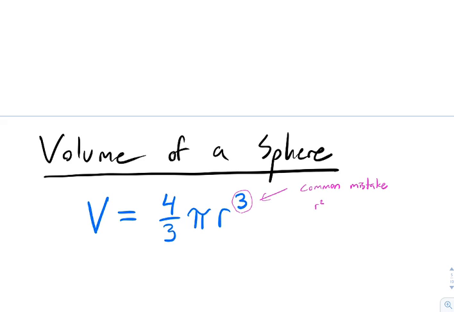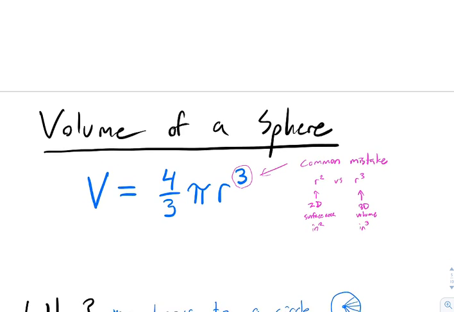They do r squared versus an r cubed. So just know this is a 2D surface area. This is a 3D volume. That's the easy way I remember it. This is things like inches cubed, and this is things like inches squared. So that's a common mistake between the two formulas. People switch up the powers of r.